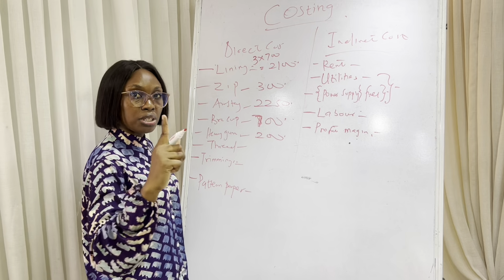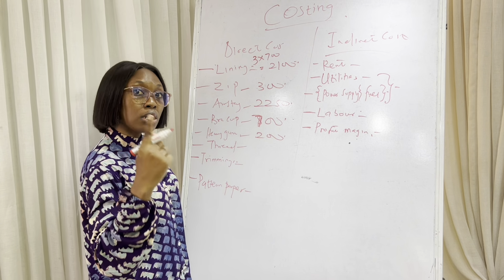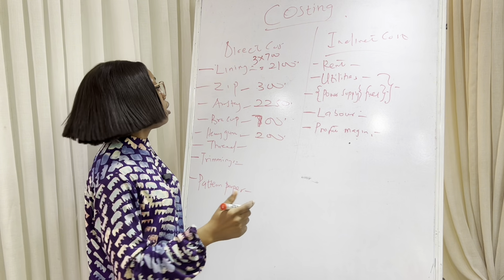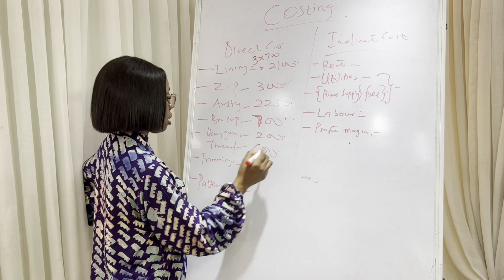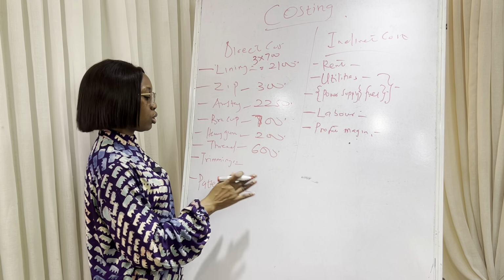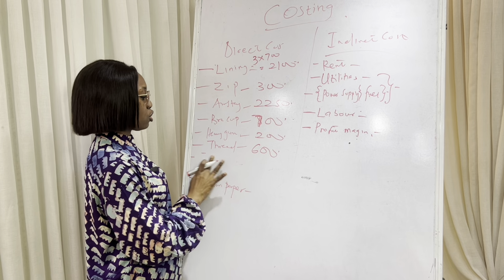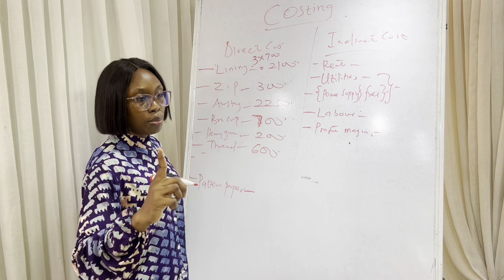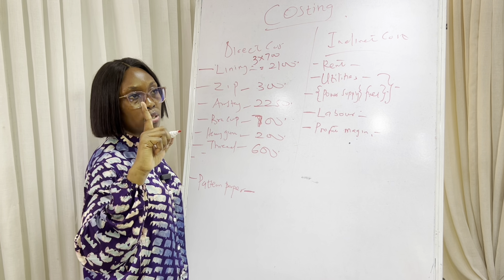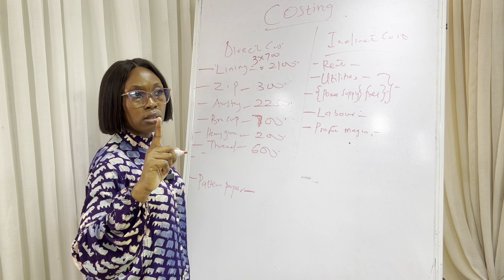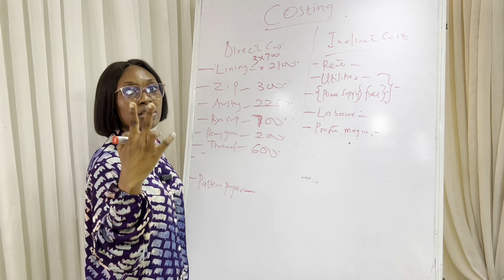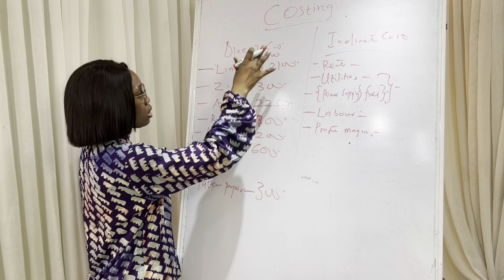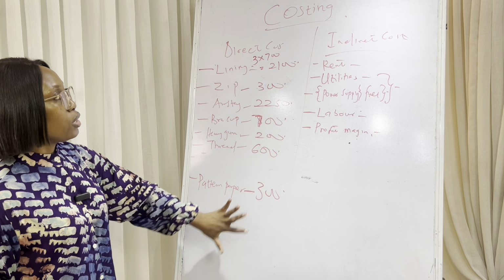Thread, one thread is 200. To make an outfit, you need at least 3 threads because you're going to be overlocking the outfit. So that's going to be 600. Then trimmings are optional, so we can even remove trimmings because we're just doing basic costing. Then pattern paper. One pattern paper costs 150, and you're going to need at least 2 pattern papers. So that is 300. So these are the things you need for the direct cost.